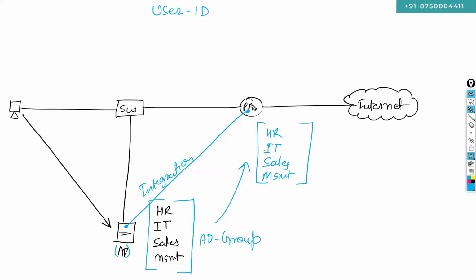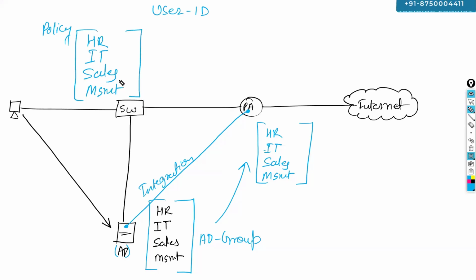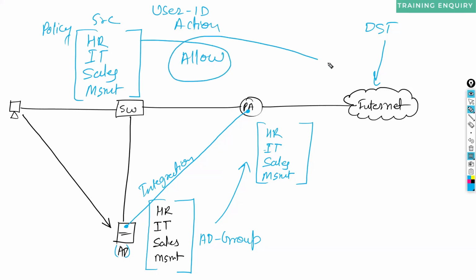Now at this firewall, we will deploy a policy like: if the user belongs to HR, IT, sales, or management, if the source belongs to this group and the destination is the internet, the action we can define here is allow. If these users are trying to access the internet, that will be allowed.